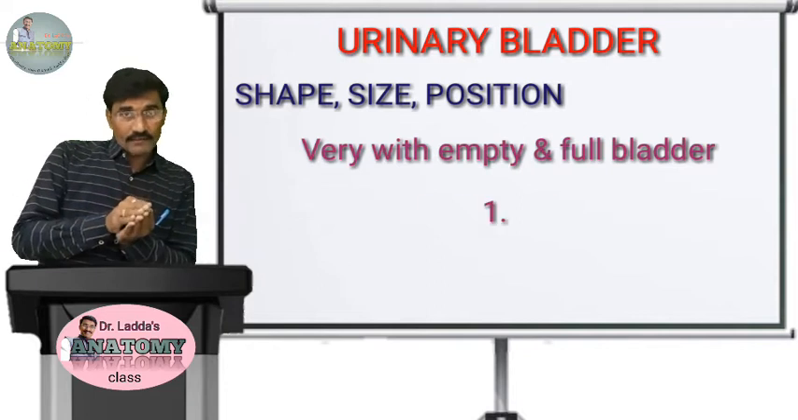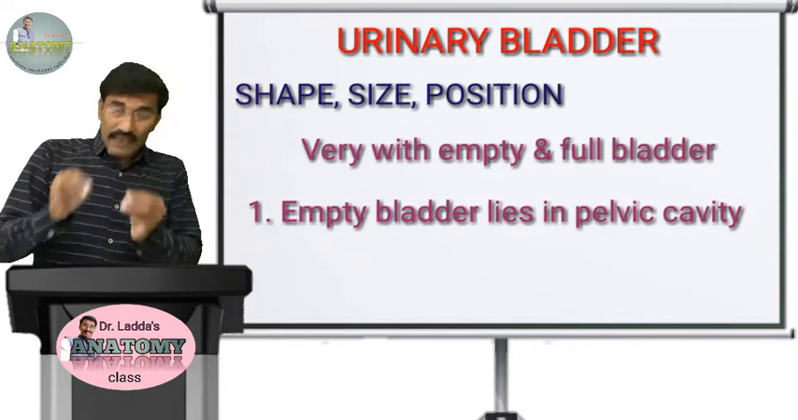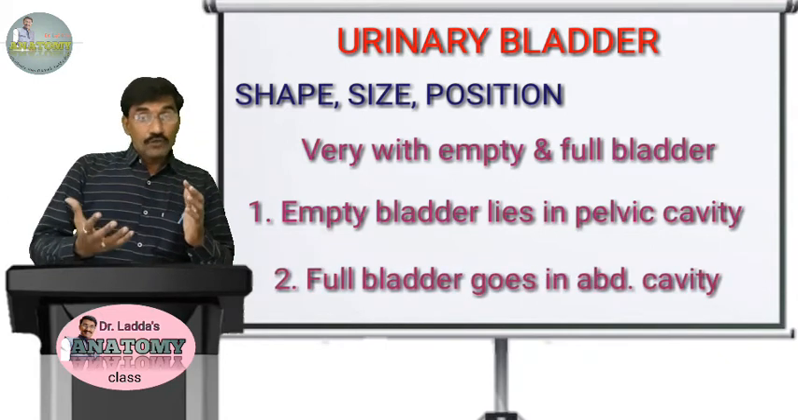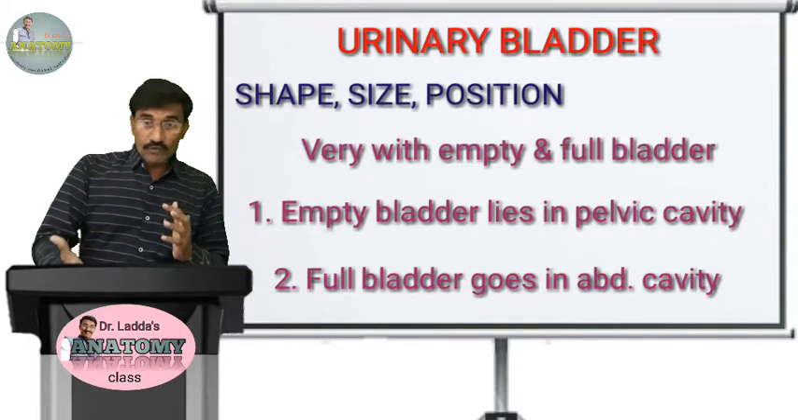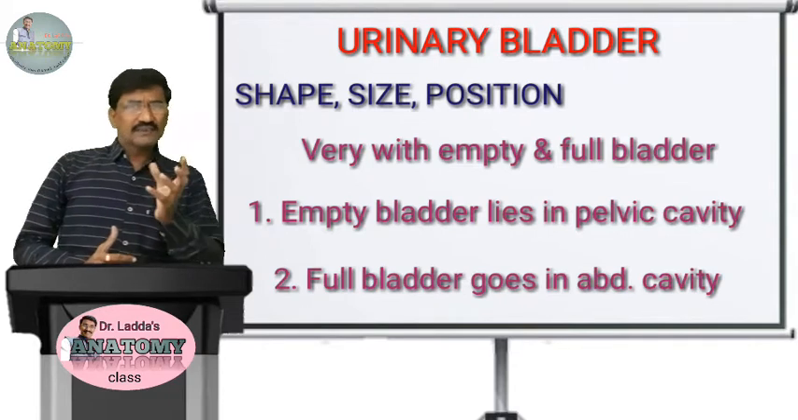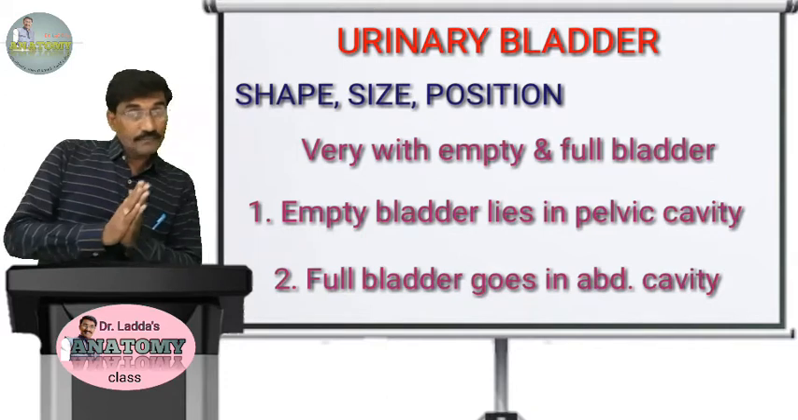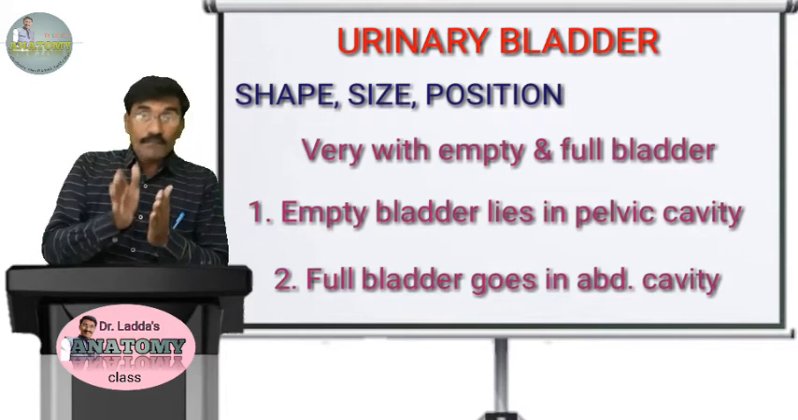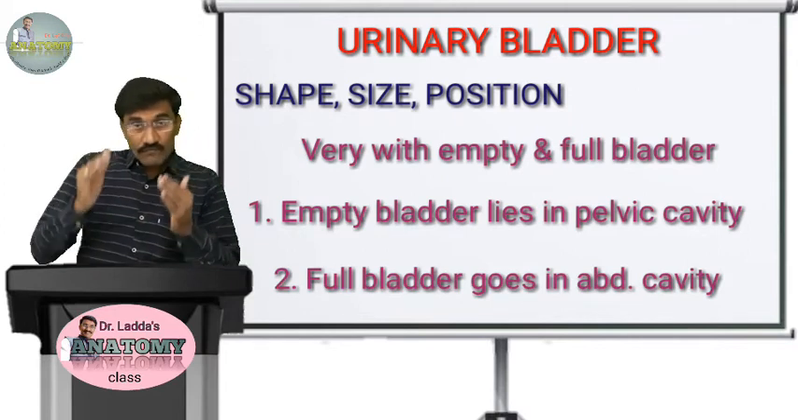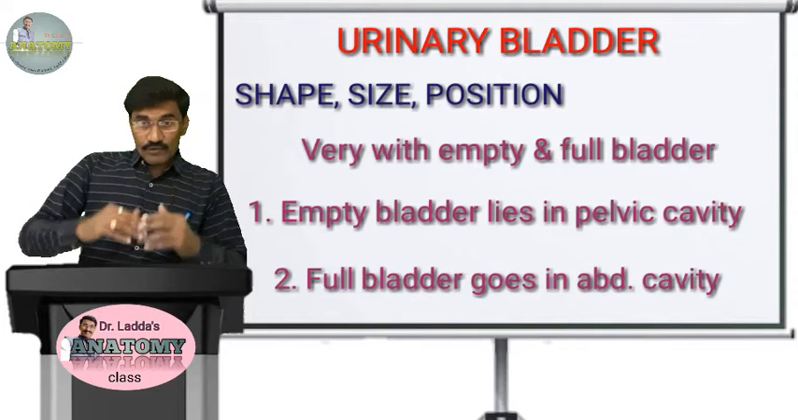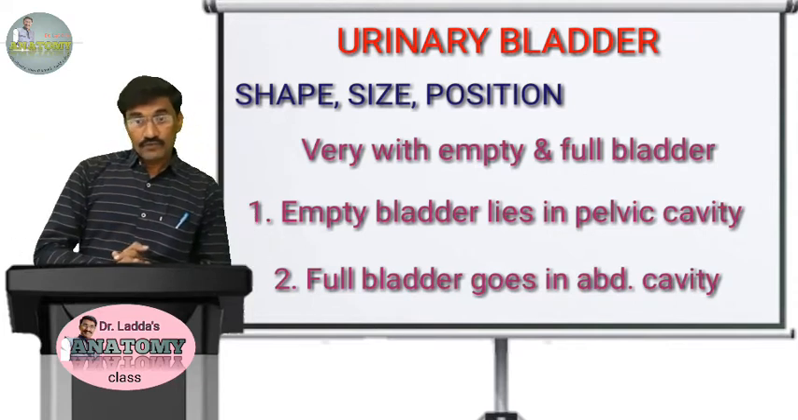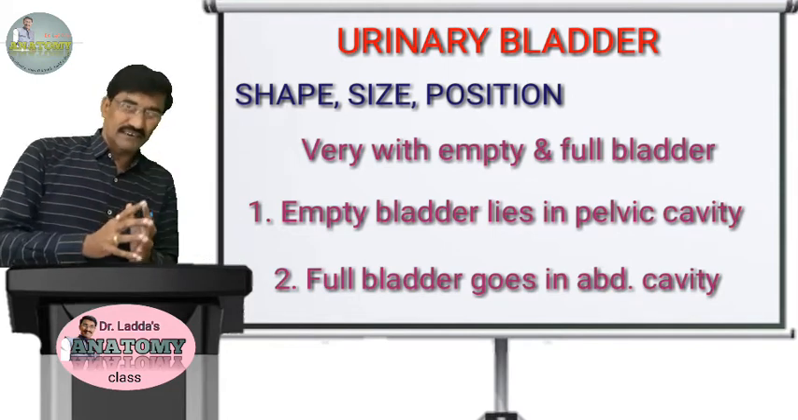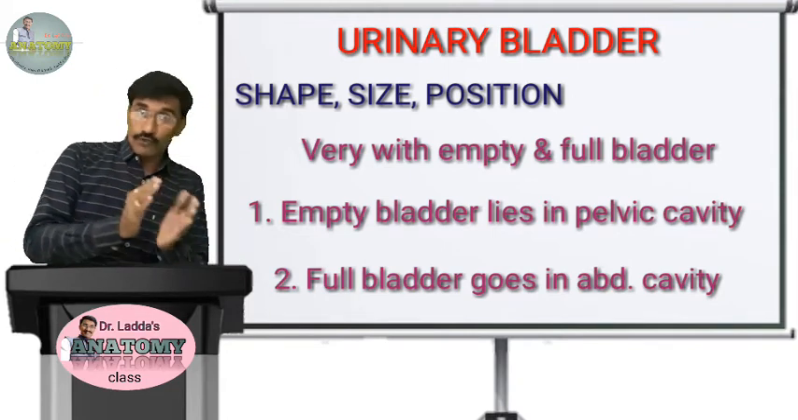If the bladder is empty, it lies absolutely within the pelvic cavity, whereas the full bladder goes into the abdominal cavity. So these size and shapes vary. When the bladder is empty, it lies absolutely within the pelvic cavity, whereas when it is filled with urine, it goes into the abdominal cavity. So these are the positions, size and shape of the empty and full bladder.